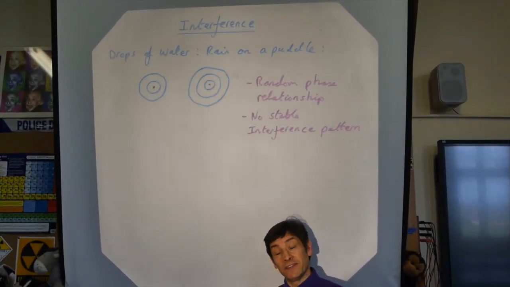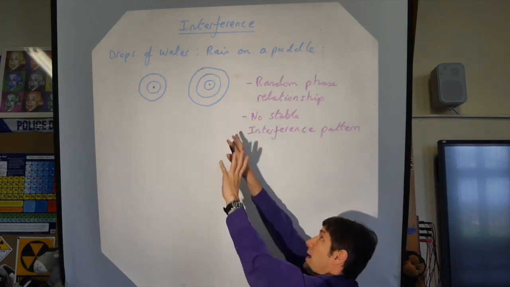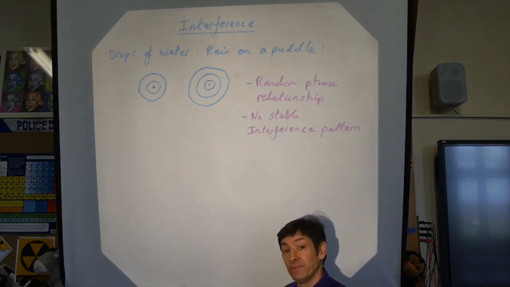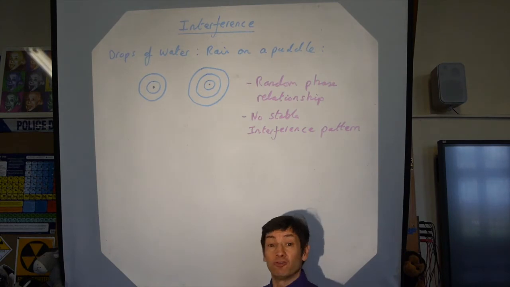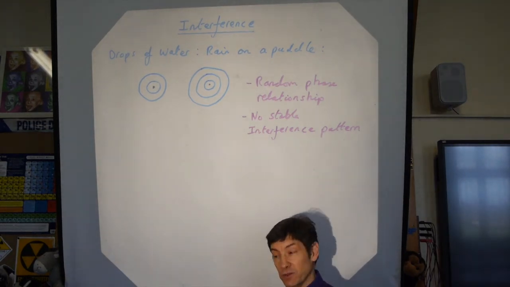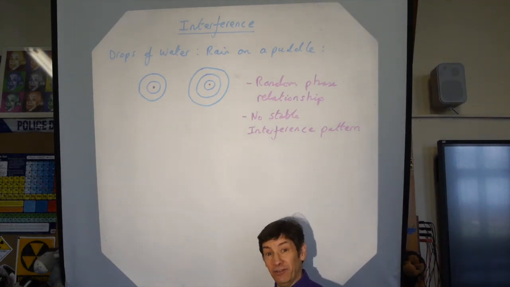So let's head off into the lab now, and I'll show you the ripple tank. What I'm going to do first is show you what happens with random drops, and it's all a bit mixed up and difficult to interpret. And then we'll make sure that both dippers, both drops, fall at the same time and in phase at a constant frequency. And then you'll see the interesting interference pattern that generates.